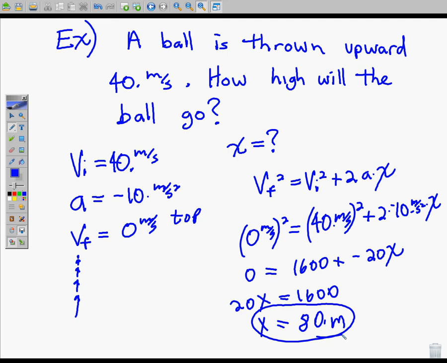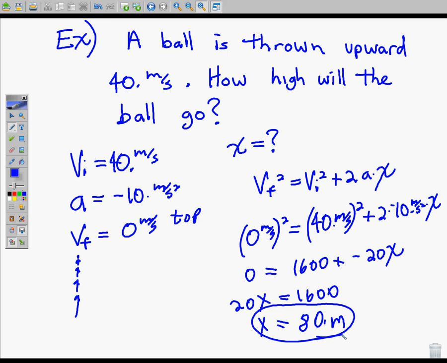Now, if you were asked to find the total time up and down, you might want to first just find the time on the way up, and then guess what you could do with that time? Well, if you find the time up, and you want to know the total time, say it took 5 seconds to go up. So then what would be the total time up and down? You're going to multiply by 2. I thought you said divide.